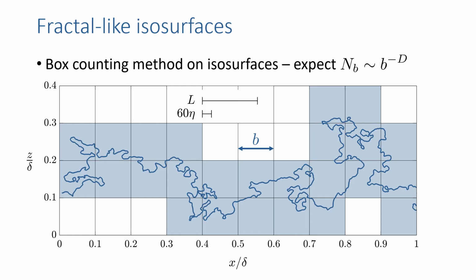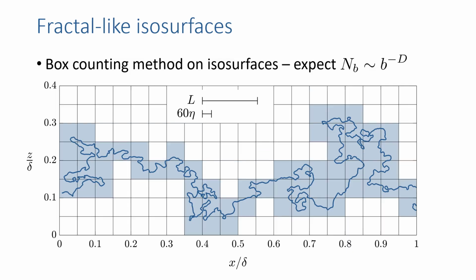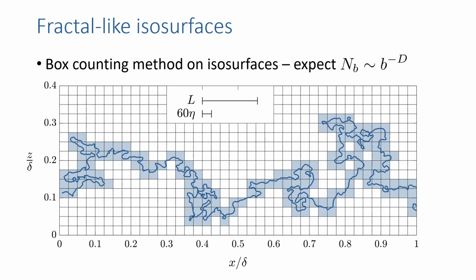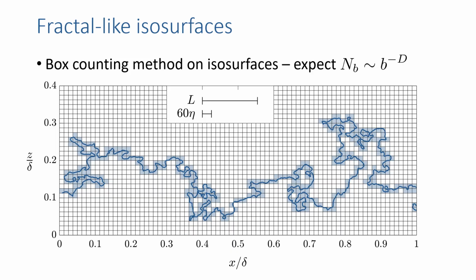First, we will be looking at the fractal dimension of these isosurfaces using the traditional box counting method. The two scales shown here are the approximate limits of the inertial subrange, and with the example isosurface, we count the number of boxes of size B required to enclose the shape, and then repeat the box count for a number of different box sizes. If the shape is self-similar, we expect a power law relation between the number of boxes and the box size, where the power law exponent d is the fractal dimension.